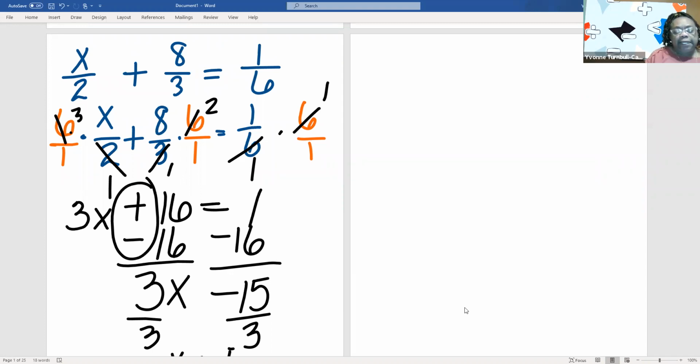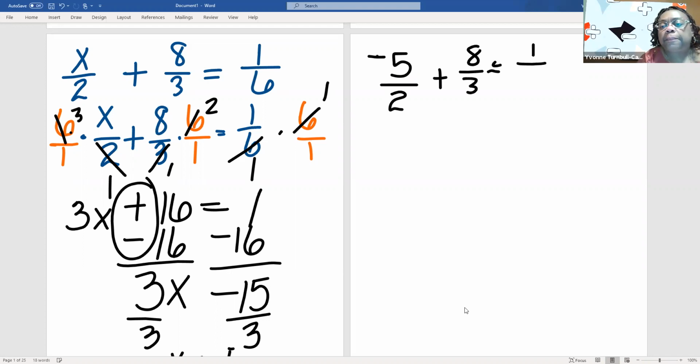Okay, x is -5, correct? So that's -5 over 2 plus 8 over 3 should equal 1/6. In order, you already know 1/6 is a given.